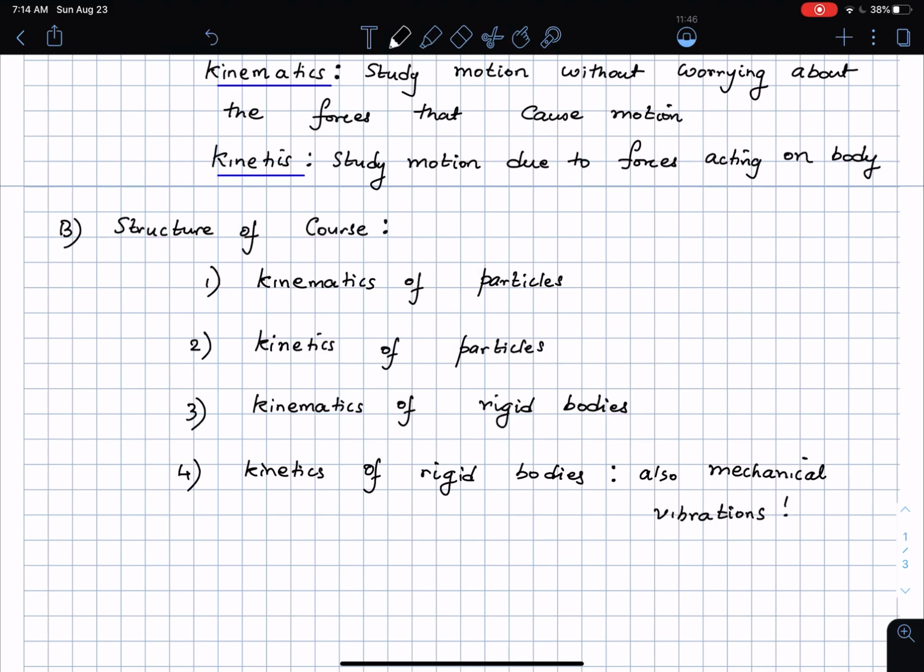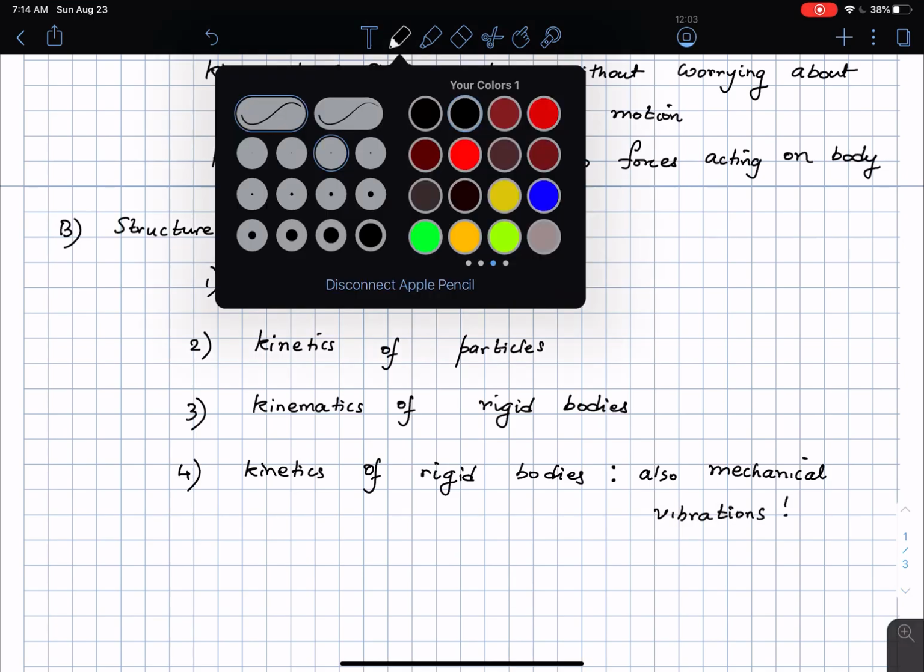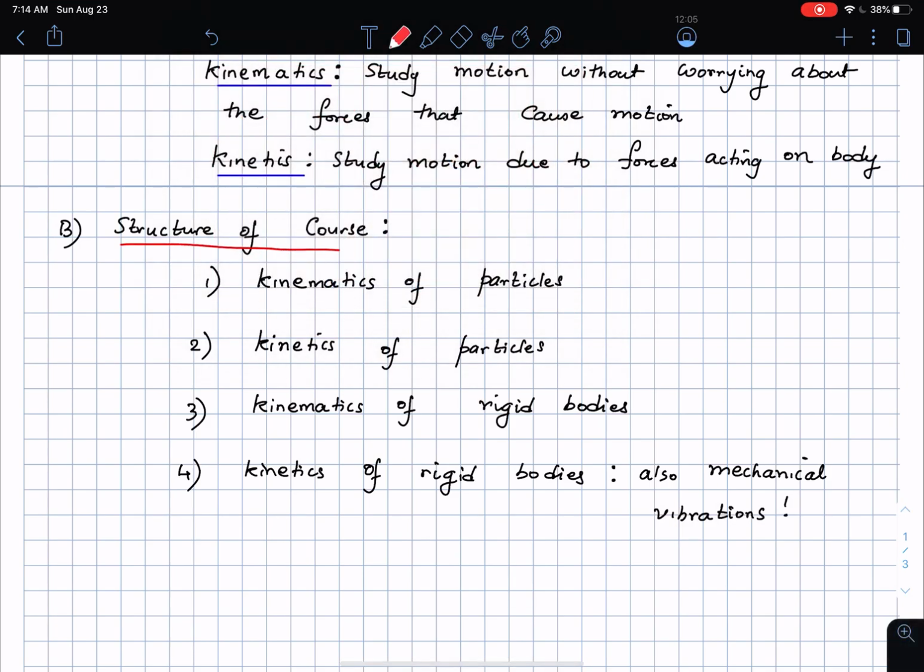Kinematics of particles and kinematics of rigid bodies will be very useful to you when you look at your course on kinematics. And then kinetics of rigid bodies, especially the mechanical vibrations part, will be very useful for your system dynamics course. So this is going to be the structure of our course here.